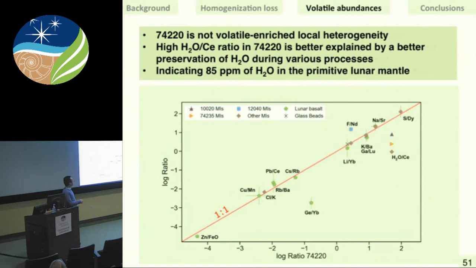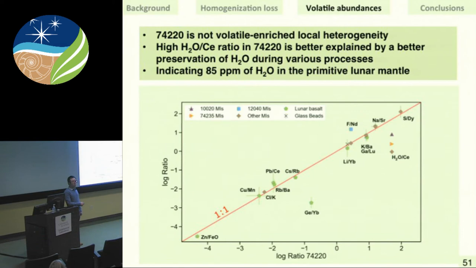So in this figure, we compare all the volatiles and moderate volatiles in 74-220 to other types of samples we have studied so far. The horizontal axis is the log ratios of volatile over refractory element ratios in 74-220. And the vertical axis plots the same log ratio in different types of lunar samples. As we can see, from zinc to sulfur, most of the volatile and moderately volatile elements have similar ratios in other types of lunar samples and in 74-220, except for the large variation in water cerium ratios.